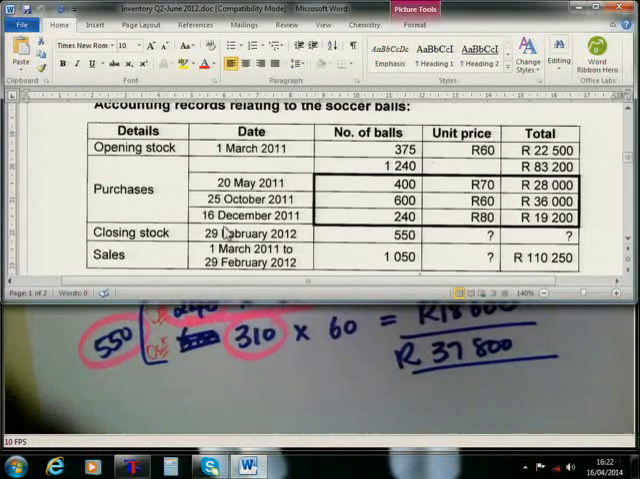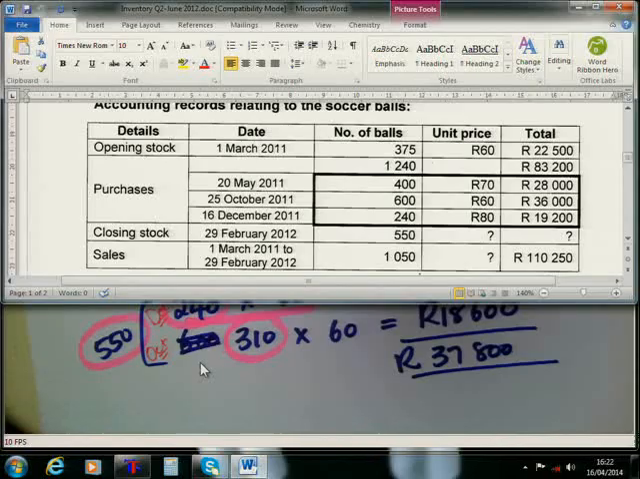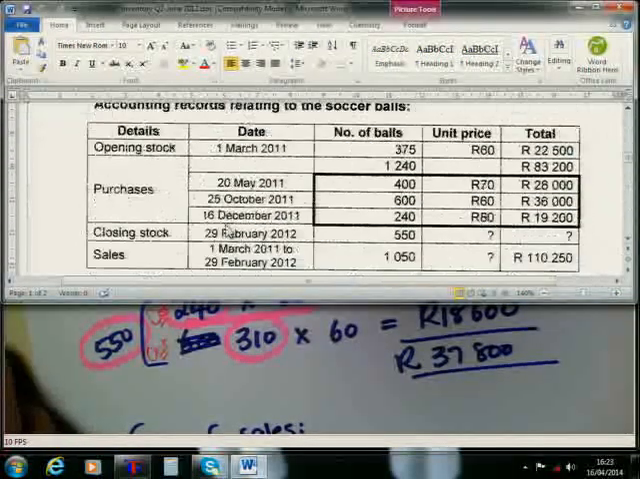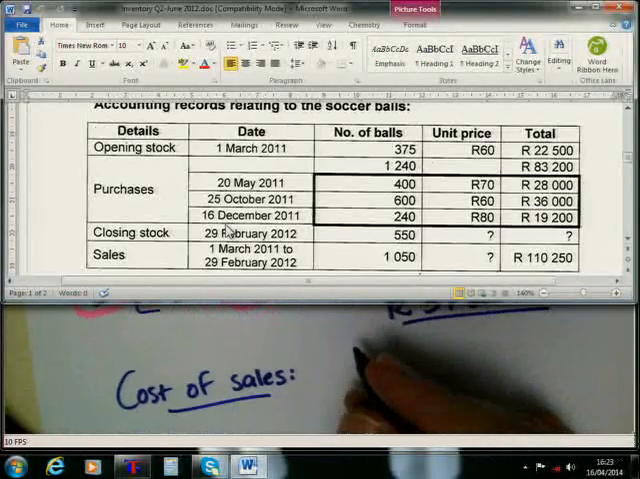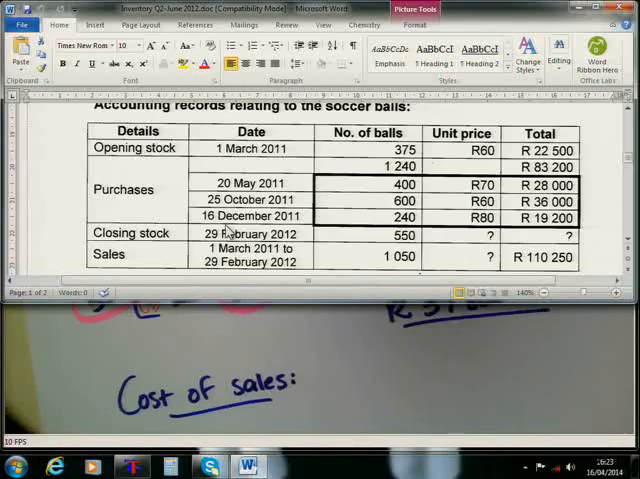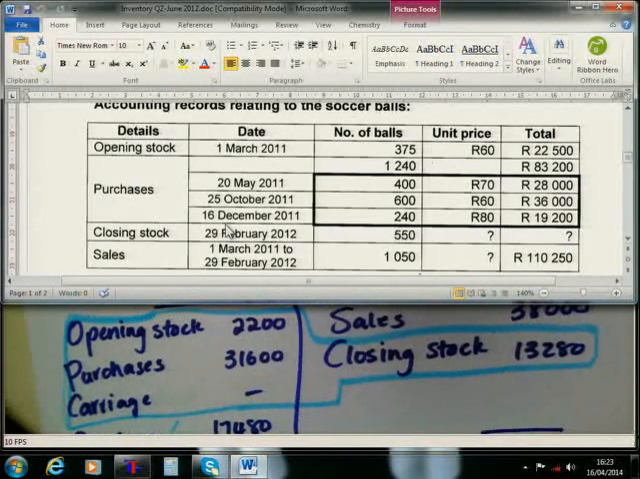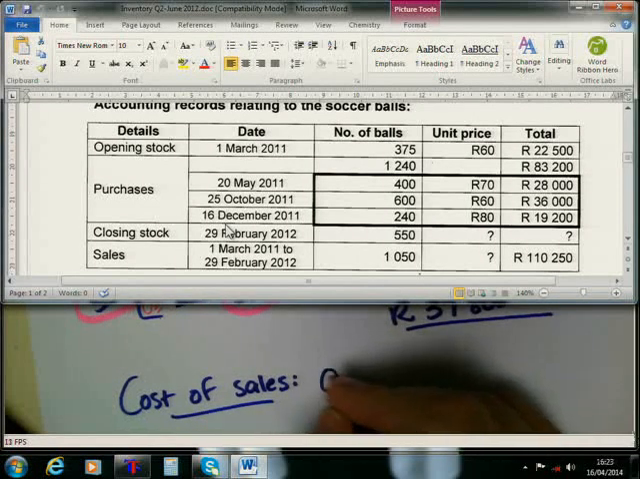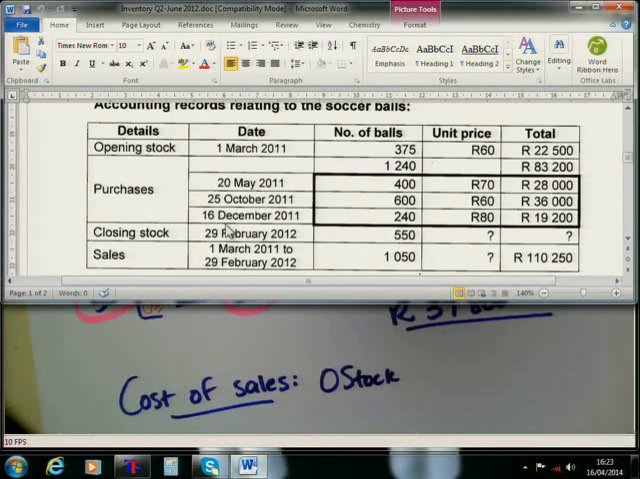Although it's the perpetual system, you can use the periodic system because you haven't got any other system to do the cost of sales. What was the one that they asked us first to do? The cost of sales. Okay, what you're going to do with the cost of sales, think about this. Opening stock, purchases, minus closing stock. Opening stock, what is your opening stock?